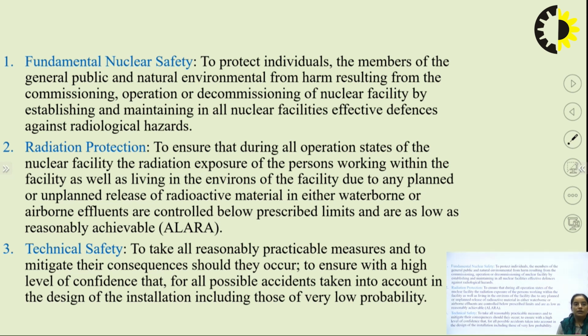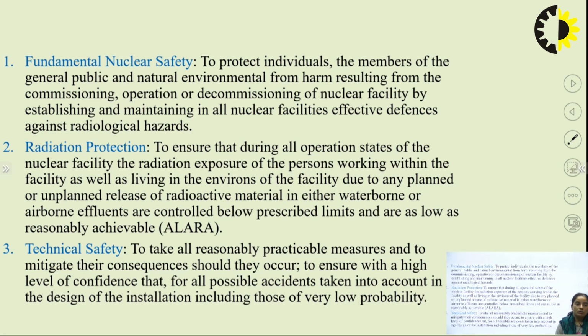The second one is radiation protection, to ensure that during all operating states of the nuclear facility, the radiation exposure of persons working within the facility as well as living in the vicinity of the plant is not affected by any planned or unplanned release of radioactive material, in either waterborne or airborne effluents. A rule has been passed called ALARA, as low as reasonably achievable.